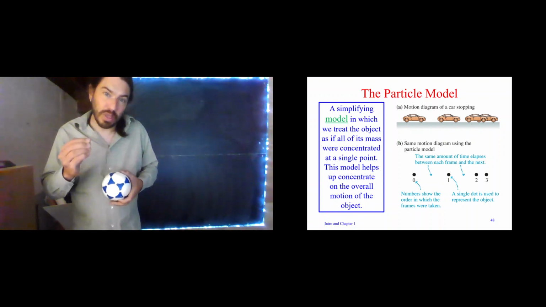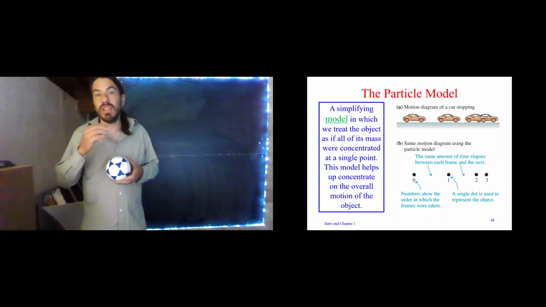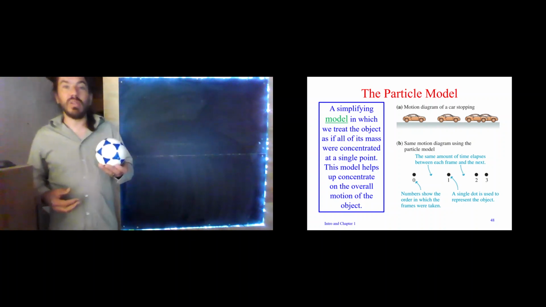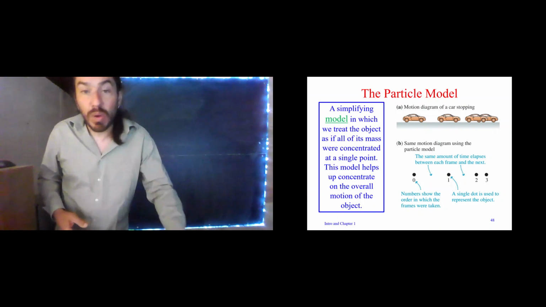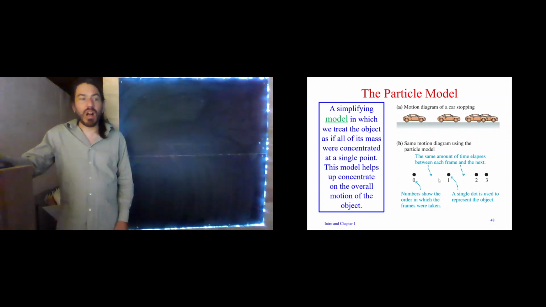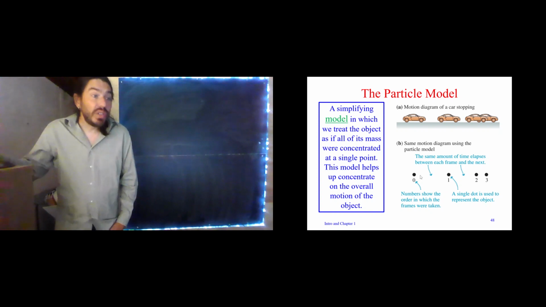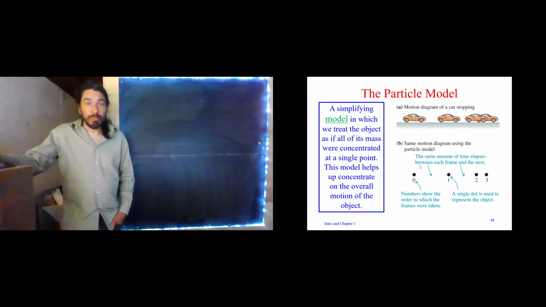And so we have to apply simplifying assumptions. We have to. And so that's why we're going to introduce this idea of the particle model. Whether it's a ball or an Audi or a Buick or a piano, we're going to represent it with a dot. All of the mass is concentrated at the dot. Now when we start talking about rotating objects and things like that, then we'll have to expand beyond the particle model, but only when we have to.